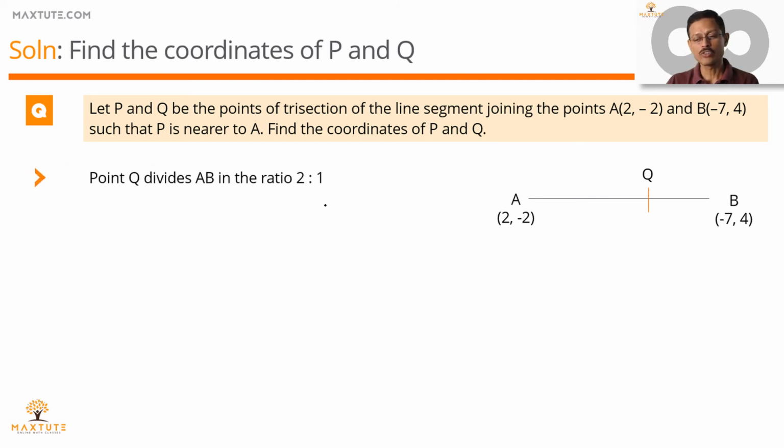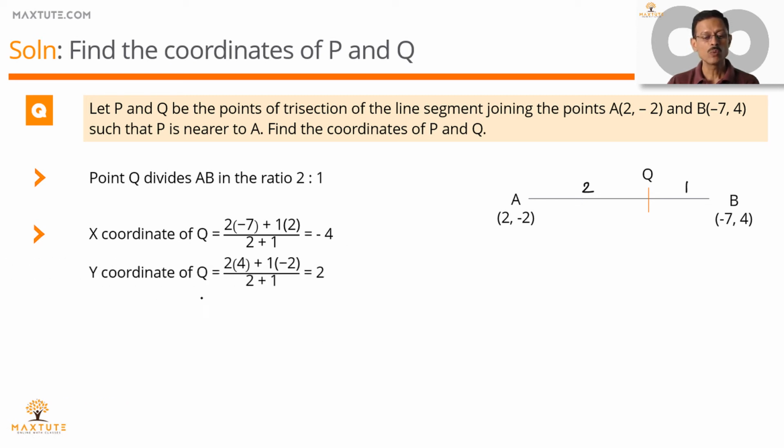Q divides it in the ratio of 2:1. AQ is equal to 2, QB is equal to 1. So x coordinate of point Q will be mx2, which is 2 into -7, plus nx1, which is 1 into 2, divided by 2 plus 1, which is -4. Y coordinate of point Q is my2, which is 2 into 4, plus ny1, which is 1 into -2, divided by 2 plus 1, which is equal to 2. So coordinates of point Q are (-4, 2).